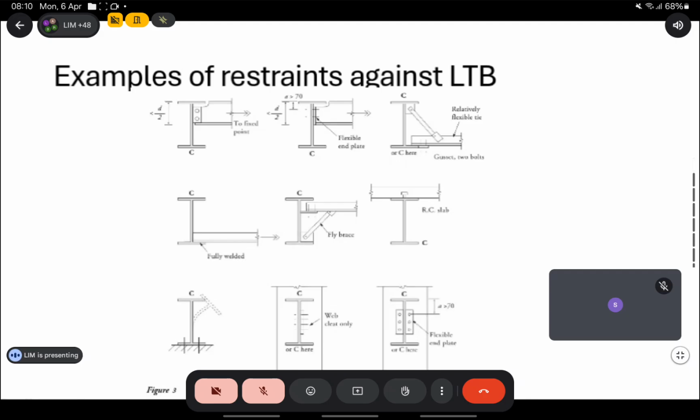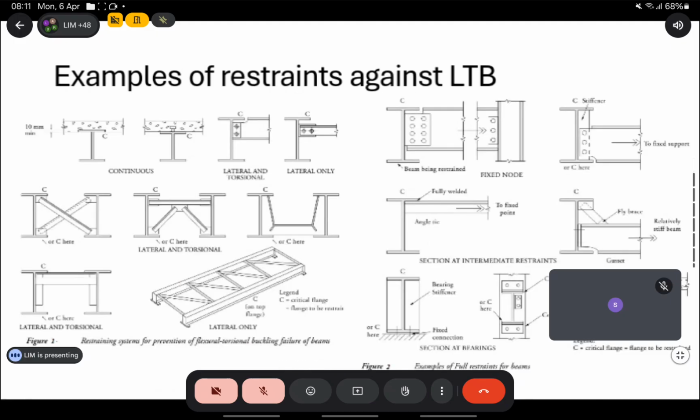Like this example here, you can see the bottom flange is restrained, but the top compression flange is not restrained. So the sideway displacement is stopped, but the rotation still exists. So ideally, what you want to do is stop the top flange movement.